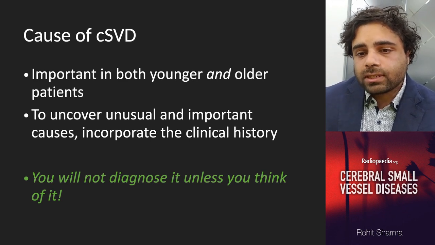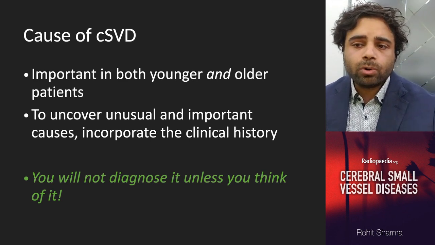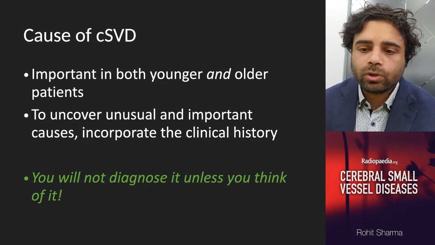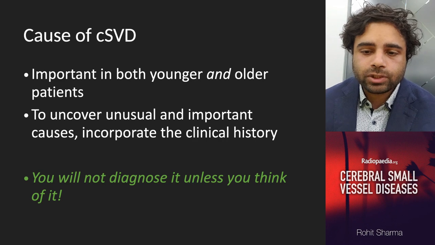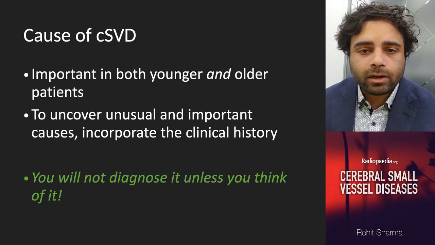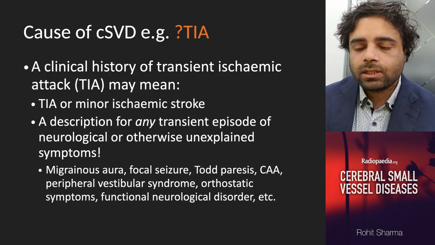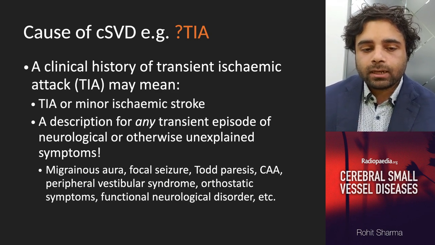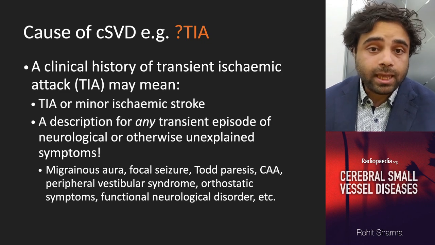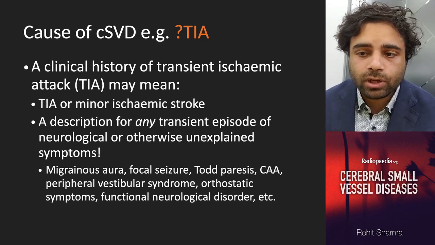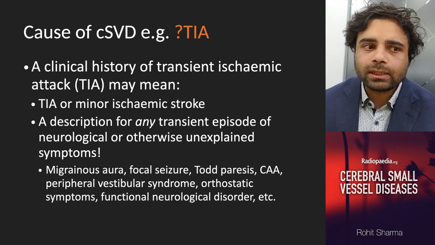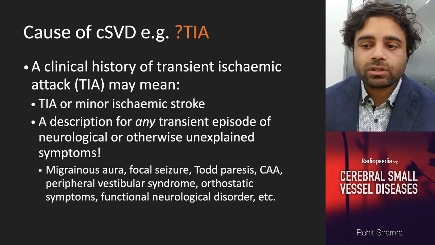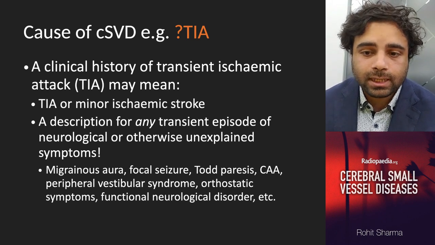The next thing we want to know is the cause of the cerebral small vessel disease. And this is really important in both younger and older patients. And to uncover the unusual and important causes, we have to incorporate the clinical history. And unless you think about it, you won't be able to make the diagnosis. So, for example, in a patient with a possible transient ischemic attack, now, to me, that could mean that the patient's actually had a transient ischemic attack or a minor stroke which has resolved. But often, more commonly, a lot of my emergency colleagues would think that a transient ischemic attack is really a description for any transient episode of neurological or otherwise unexplained symptoms.